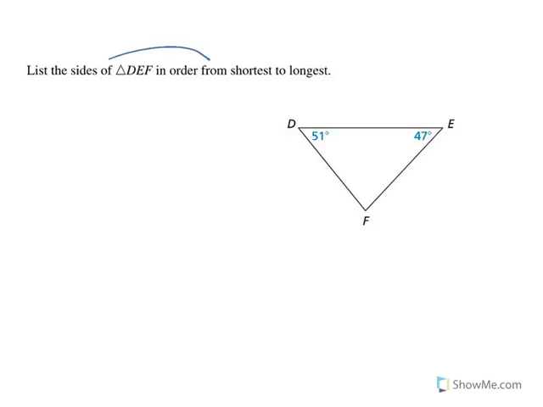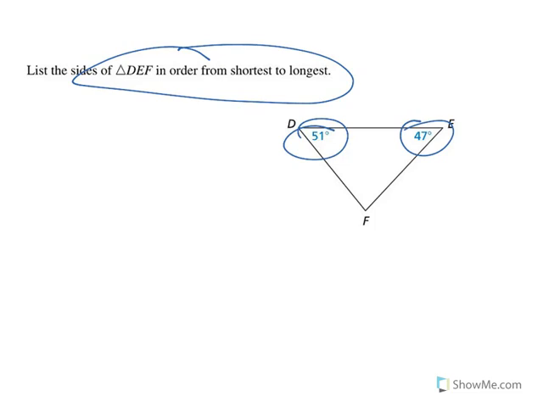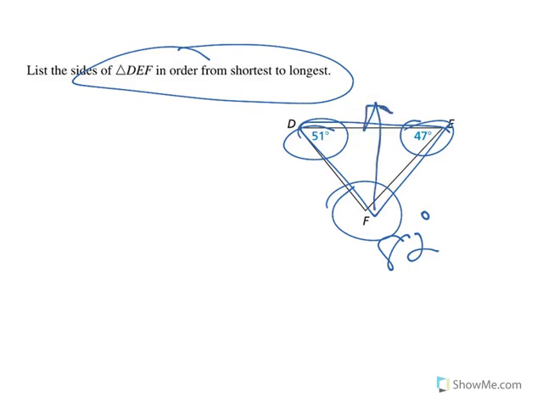Now, we need to list the sides in order from shortest to longest, but we only know two angles, except that we know all three angles add up to 180. So we can figure out that angle F is 180 minus 51 minus 47. So angle F must be 82 degrees. That means angle F is opposite the largest side, so the side DE would be the biggest.